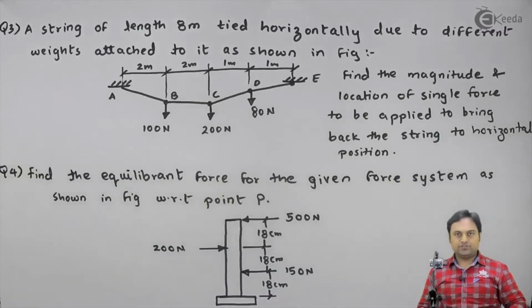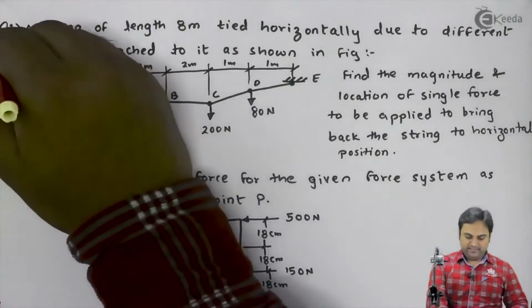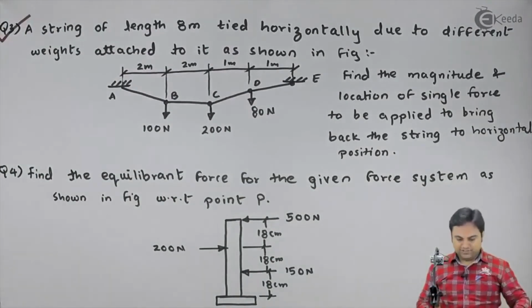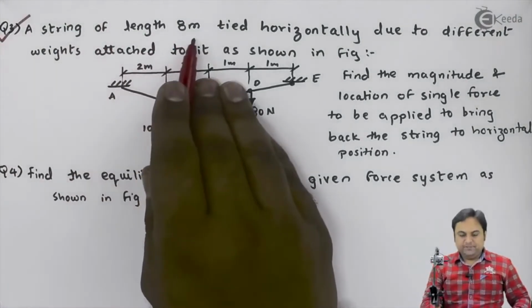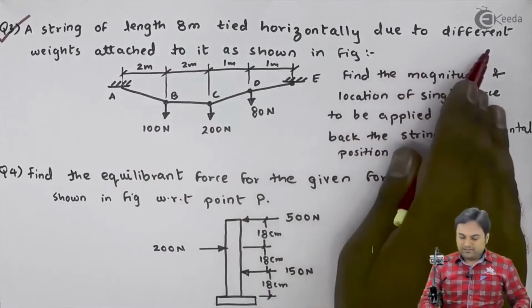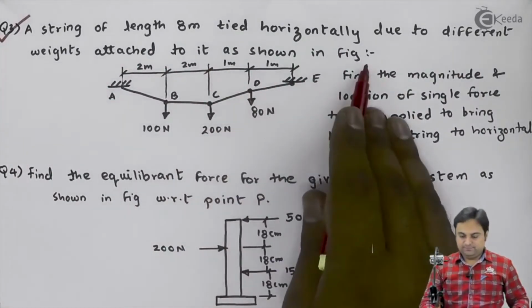Let us solve the next question on coplanar non-concurrent forces. I'll take question number 3. Let us read this question. A string of length 8 meter is tied horizontally, and different weights are attached to it as shown in the figure.